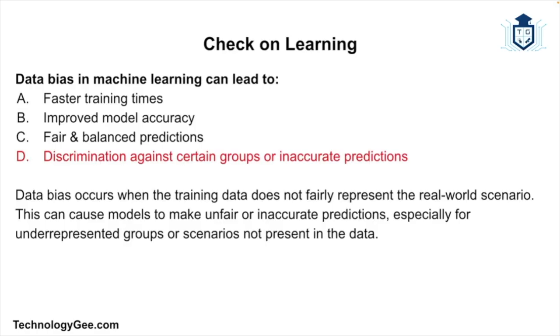So data bias occurs when the training data does not fairly represent the real world scenario. This can cause models to make unfair or inaccurate predictions, especially for underrepresented groups or scenarios not present in the data.